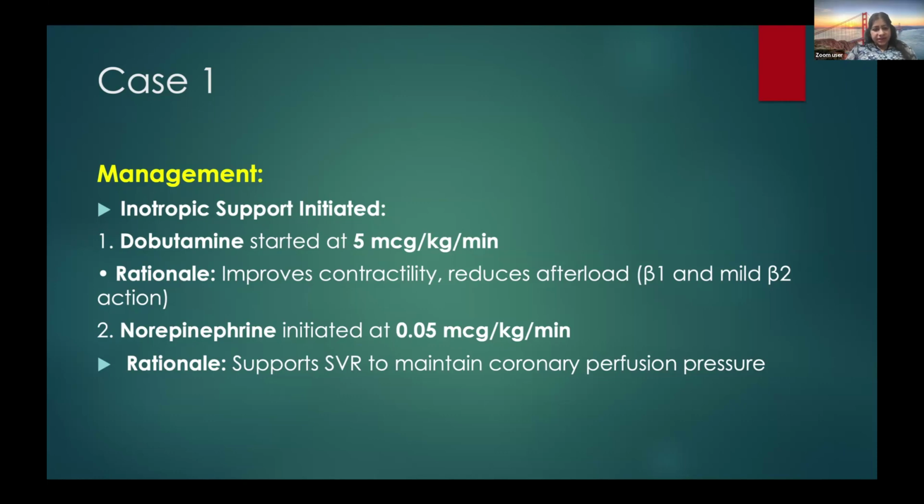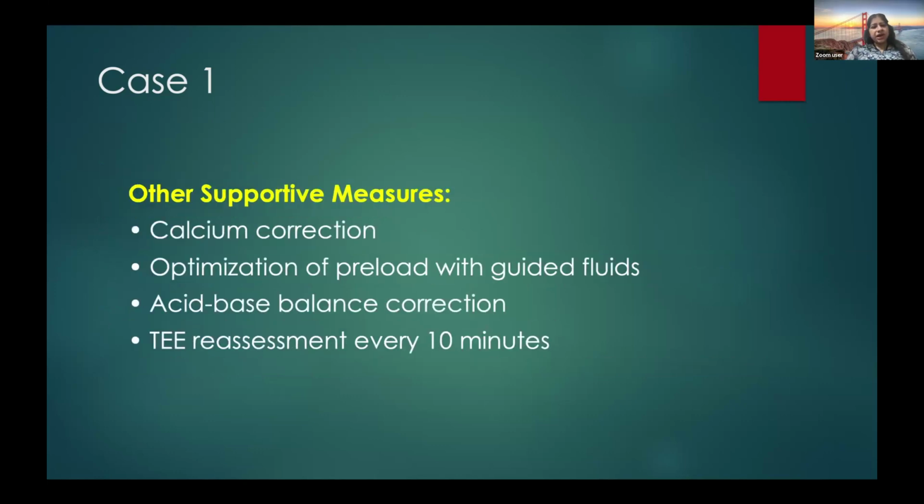Secondly, we have additionally started norepinephrine at around 0.05 mics per kg per minute. Why has it been initiated? To support the SVR and to maintain the coronary perfusion pressure for this kind of patient. And what other supportive measures did we take? We did the calcium correction, and you can keep in mind that calcium is also an inotropic agent. Optimization of preload along with the fluids, that is, goal-directed fluid was given to the patient according to the central venous pressure and the urine output.